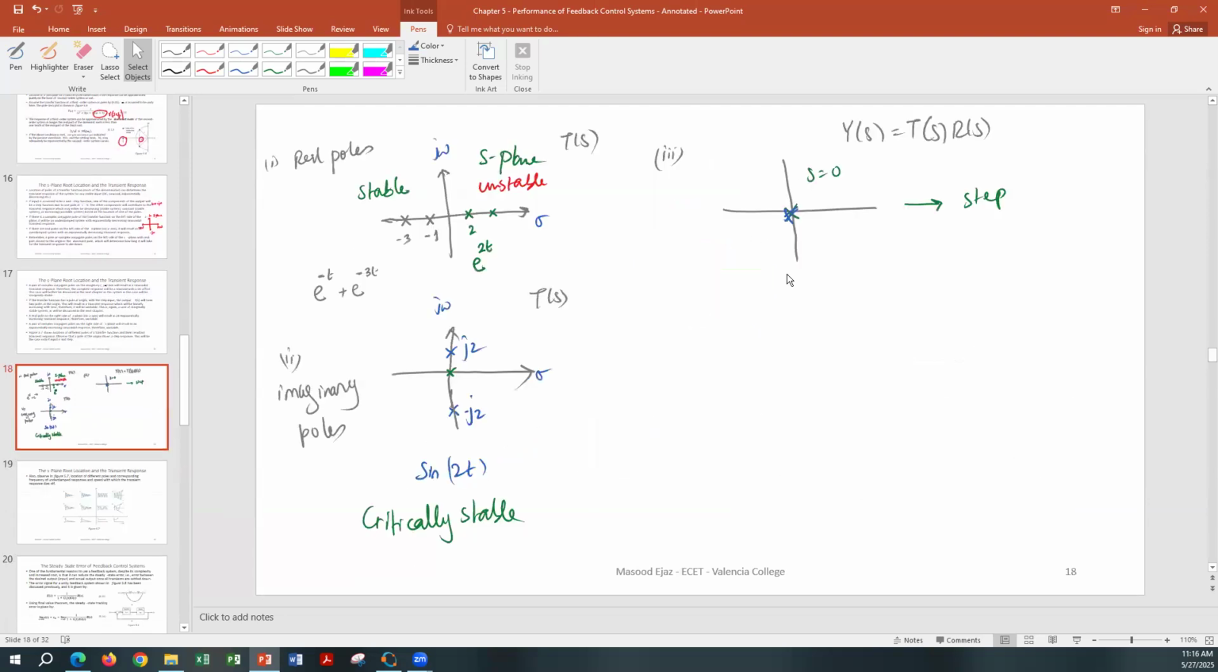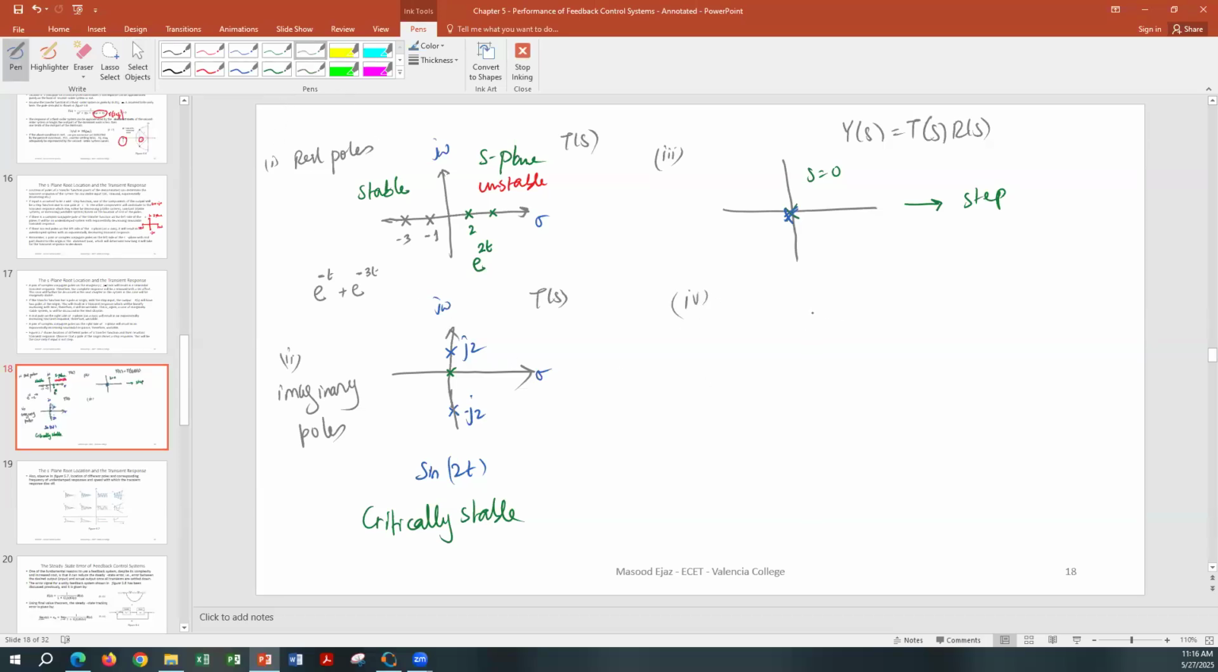So this is dangerous. Critically stable systems are dangerous in the sense that you have to be careful what input function you're going to use to excite those systems. If you don't use the proper input function, then your output can become unstable. But as far as Ts is concerned, if your Ts pole is on s is equal to 0 at the origin, then it's going to correspond to a step function, constant value.